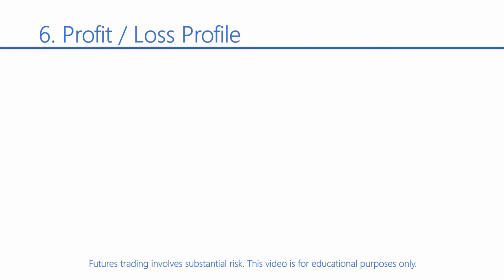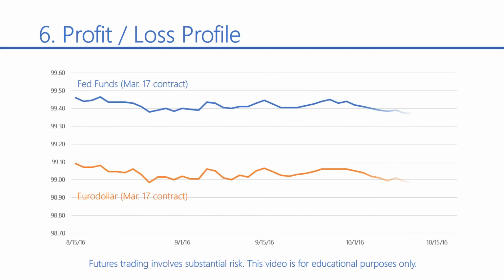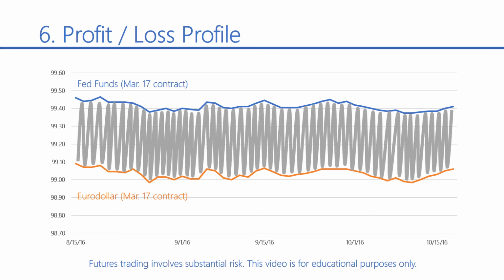Point number 6. The profit and loss profile of a spread trade is different than when you're just on one side of a trade. Let's visit an earlier chart. If you're trading only the Fed funds futures contract or only the Eurodollar futures contract, your profit or loss will be determined by the respective price line. If you are buying one of these contracts and at the same time selling the other, it's the change in price differential that determines profit and loss.